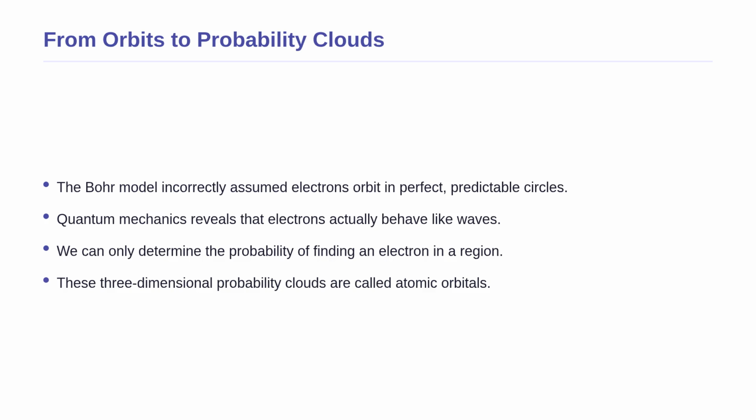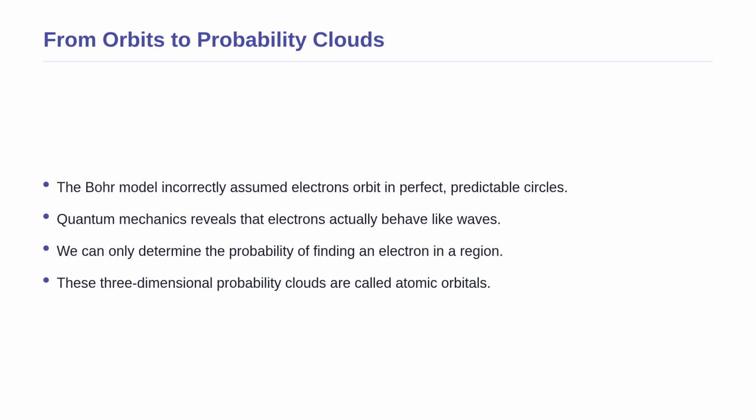Let us start by rethinking the atom. In the past, scientists used the Bohr model, imagining electrons orbiting the nucleus in perfect circles, like planets around the sun. But quantum mechanics tells us a different story. Electrons actually behave like waves.